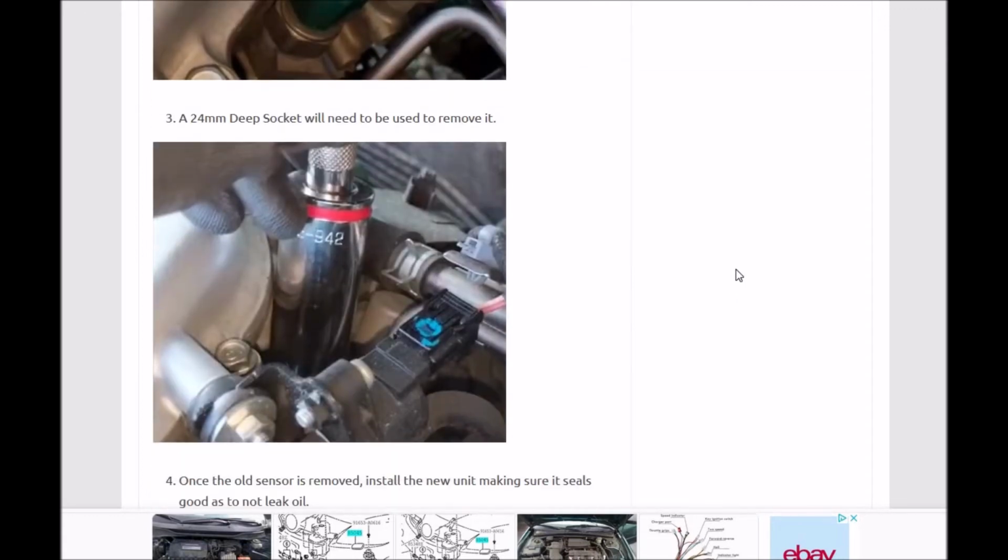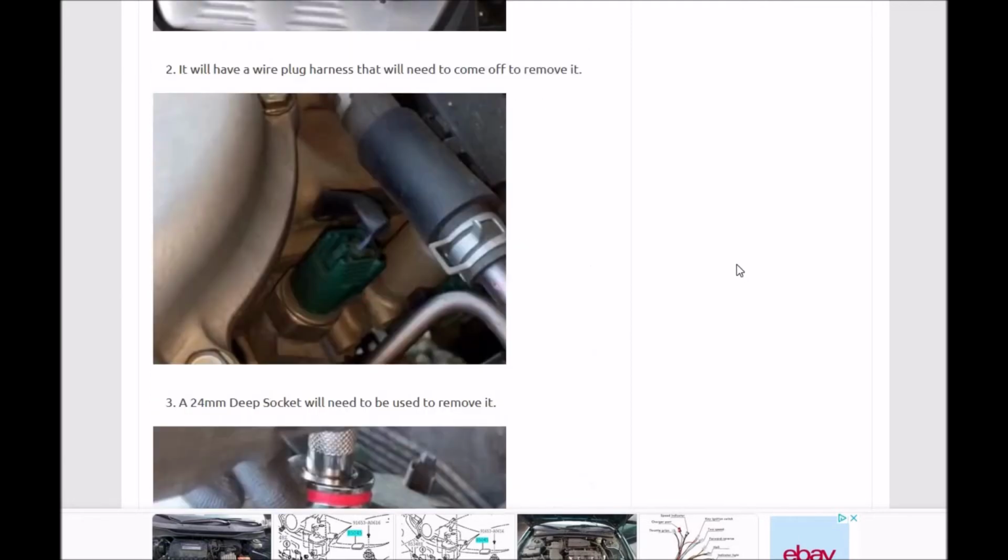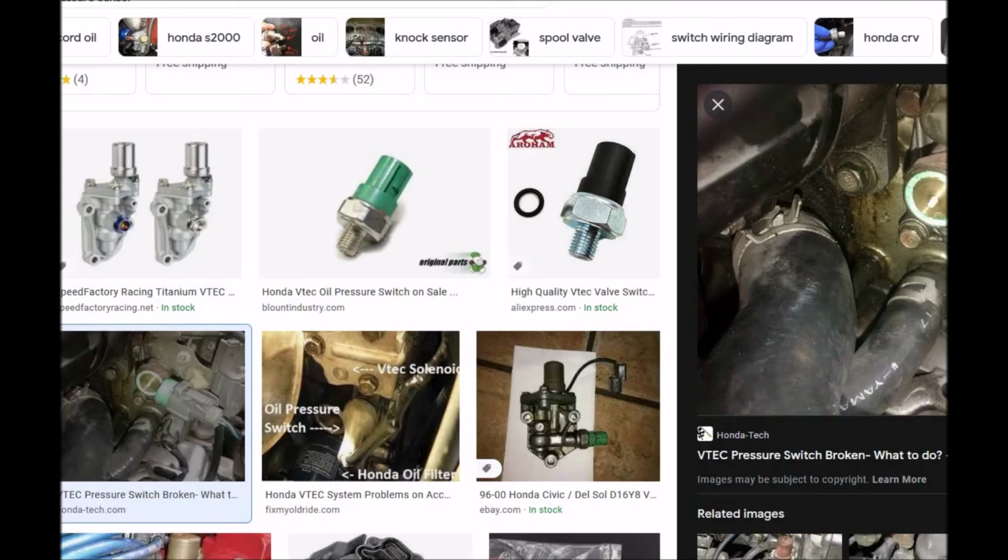But to remove the sensor, it usually uses a 24 millimeter deep socket. You just screw it out, and then you screw in the new one, making sure it seals good so it doesn't leak oil, and then put your harness connector back on. So that is the most common fix right there. Usually that'll solve about 80-90% of the problems.